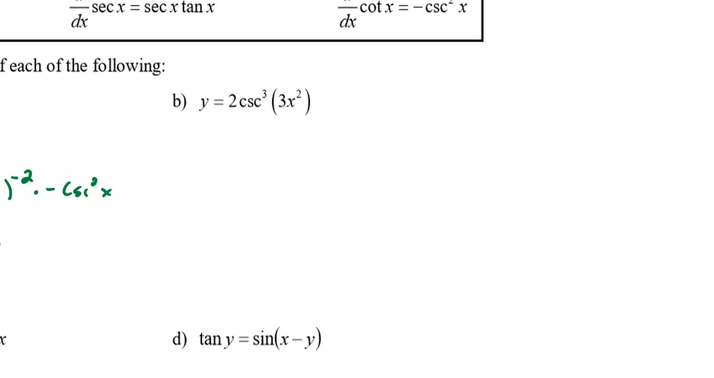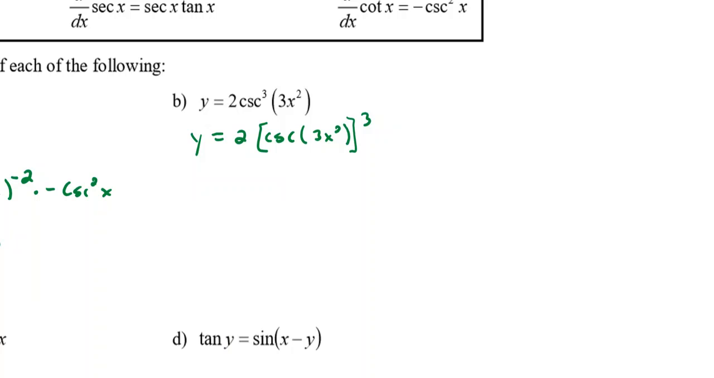All right, next one. Right off the bat, I'm going to rewrite this again, just so we don't get confused by the placement of that 3 there. So let's write this as y is equal to 2, and then in brackets, cosecant of 3x squared, and then to the power of 3. If those brackets start to get confusing, you can use square brackets so you can keep track of what you're doing there. Now we'll take the derivative of this.